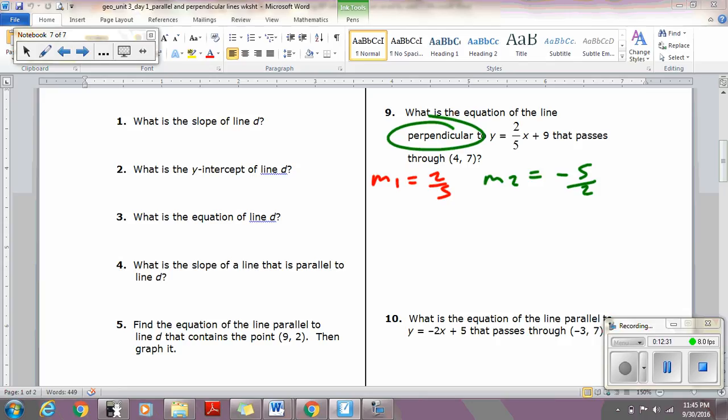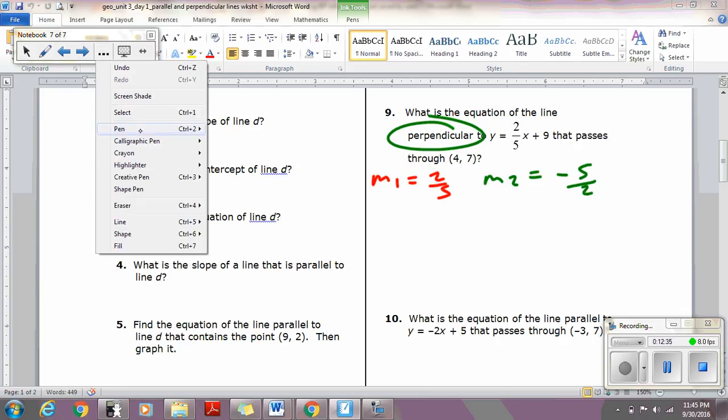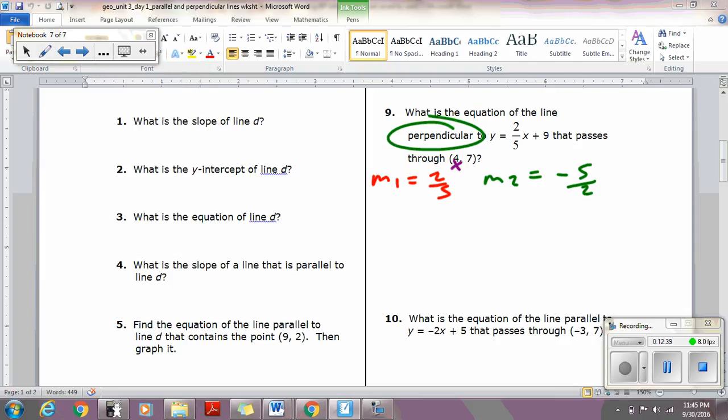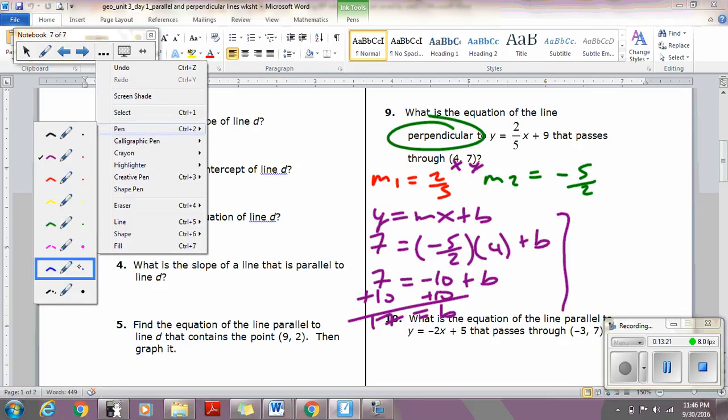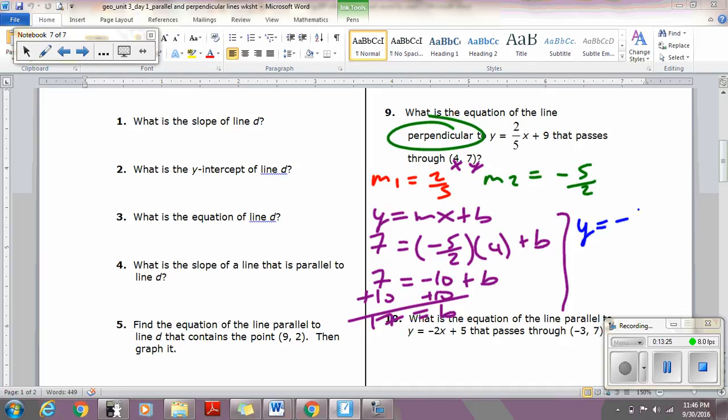So using slope 2 and the provided point 4, 7, we're going to find b. This is x, this is y, so let's substitute it in. y is 7, m is negative 5 over 2, x is 4, and again we're looking for b. So without a calculator, that would give us negative 20 divided by 2, which is negative 10. So that's 7 equals negative 10 plus b. So I would add 10 to both sides, which would mean 17 is equal to b. And now I can write the equation. So y equals negative 5 over 2x plus 17.